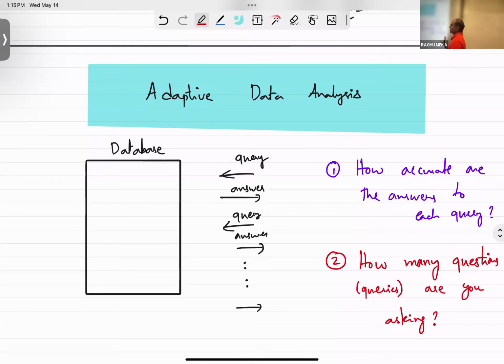So, we want to quantify. So let's say I'm going to ask 1,000 queries and I want accuracy 0.1 for each query. How many samples should I draw? Right. So let's fix the accuracy parameter alpha. And the queries are, I'm going to make K queries.